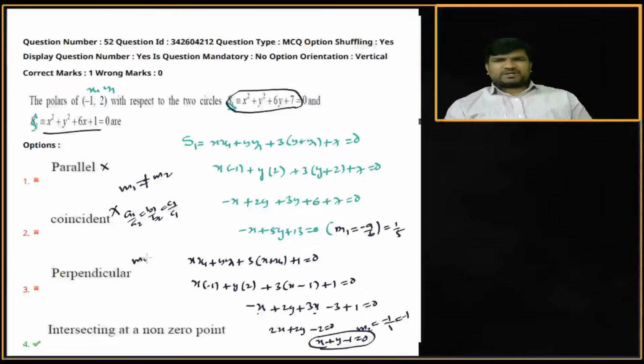Perpendicular: if the product of the slopes m1 m2 equals minus 1, then the polars are perpendicular to each other. Here also m1 m2 is not equal to minus 1. Therefore, they are not perpendicular to each other, which means they intersect at non-zero points. So the fourth option is our right option.